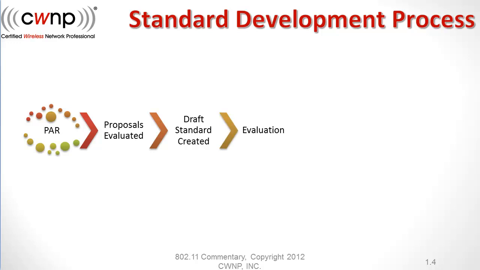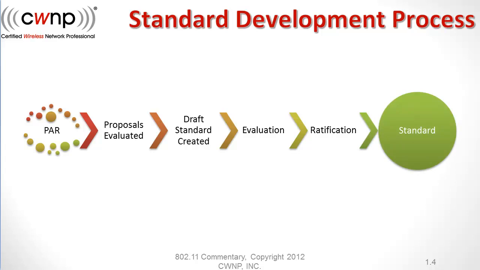We evaluate it. It is analyzed by experts within the industry and within the IEEE. They look at all of the specification of the draft standard and they critique it. They rewrite it. They change it and modify it as necessary. Once this process is complete, we go through ratification, which means there is a vote to approve this draft as a final standard. The result then is that we have a standard.